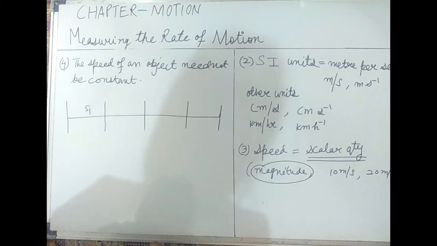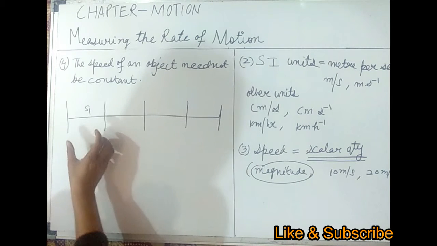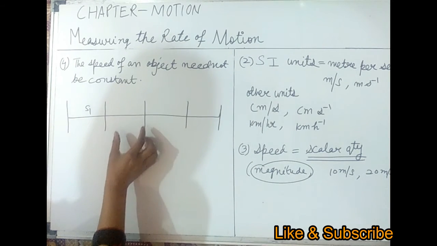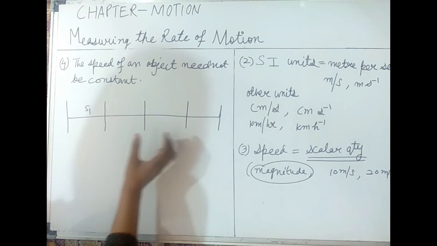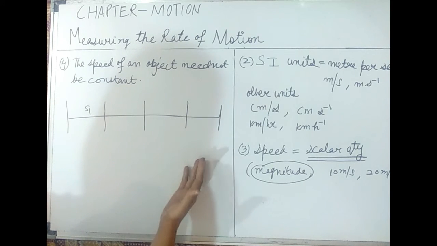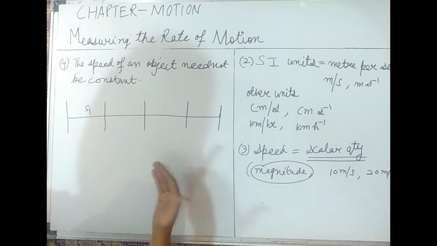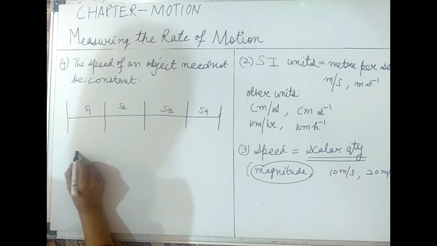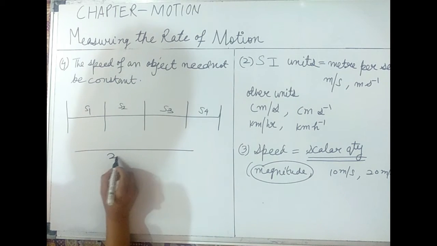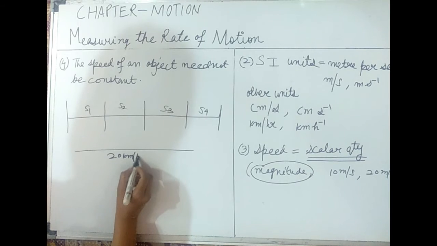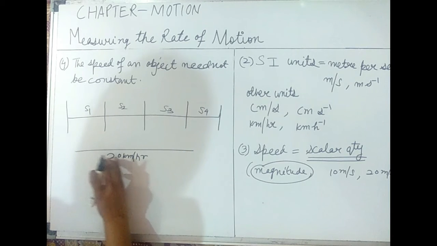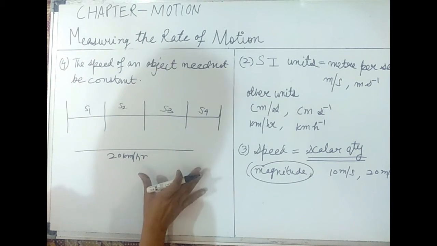It is not always necessary that an object is moving with the same speed. Speed may vary. Sometimes you move with 10 km per hour, sometimes 20 km per hour, 30 km per hour, and so on, so the speed is changing continuously. In that case, how will we mention and calculate the speed? If an object is moving continuously with the same speed of 20 km per hour, then we will say that the object is moving with 20 km per hour throughout the distance.